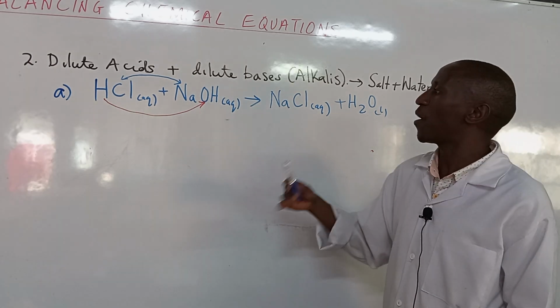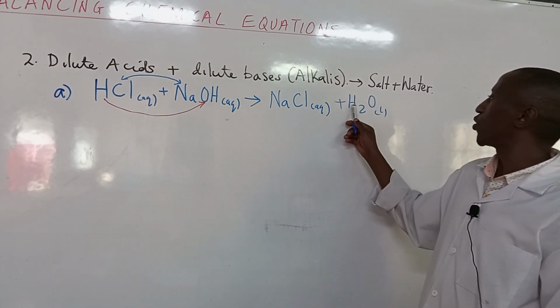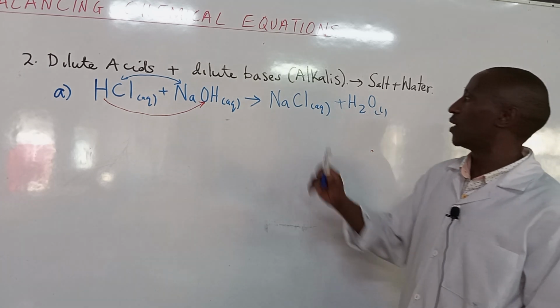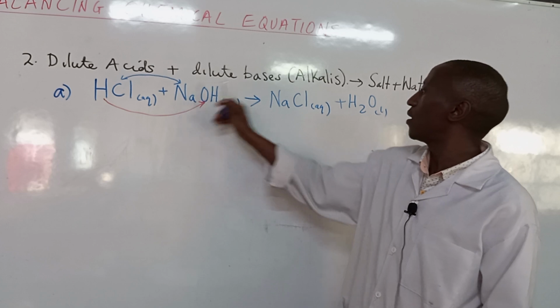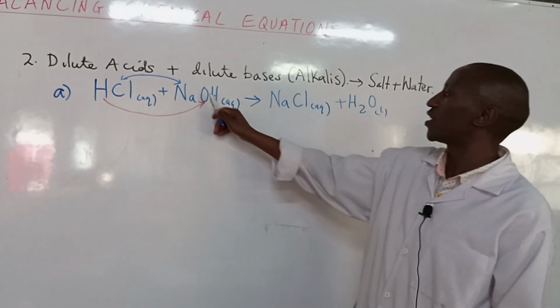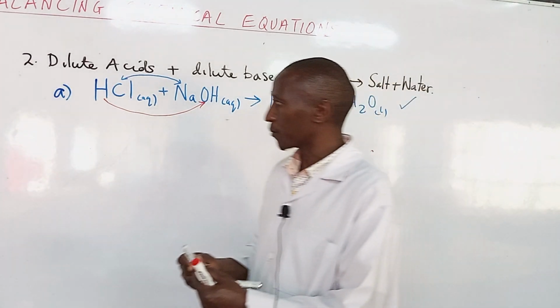We count on the number of hydrogens. Let's start from this end. 1, 2. We have 2 hydrogens. Hydrogens are balanced. Chlorine is 1, 1, balanced. Sodium is 1, 1, balanced. And the oxygen is 1, and here we have 1. So that equation is balanced.